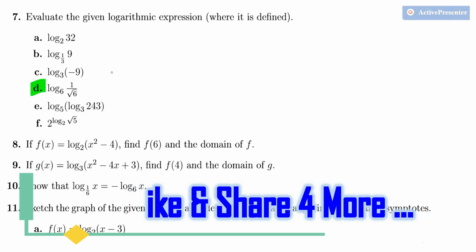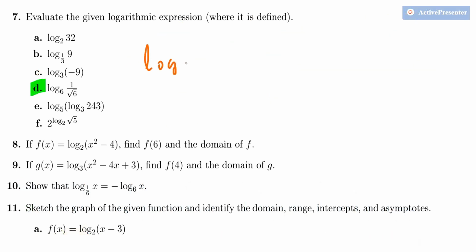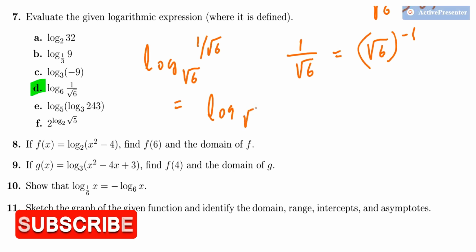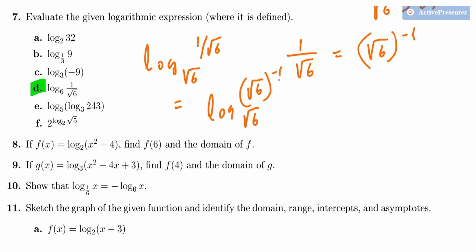So D, it is given the logarithm of 1 over square root of 6 to the base square root of 6. So square root of 6 is a positive number, so the base is defined, and 1 over square root of 6 can also be written as square root of 6 to the power of minus 1. So you can make them similar. So the logarithm is equal to the logarithm of square root of 6 to the power of minus 1 to the base square root of 6. So this will be minus 1.